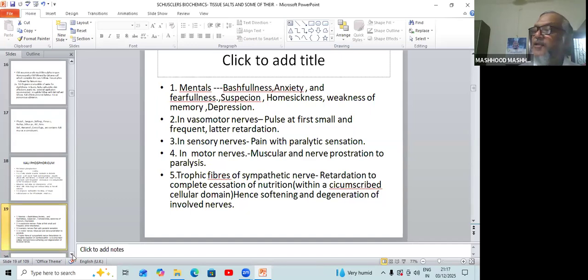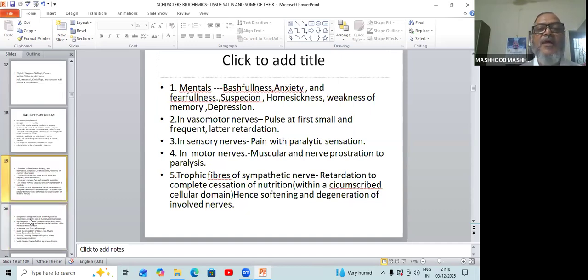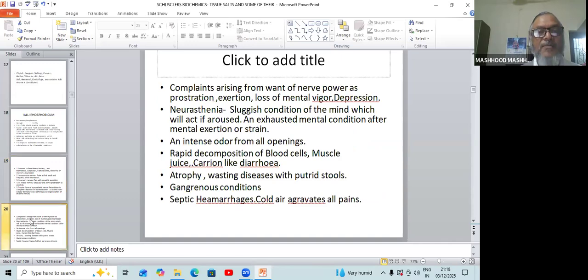So many cases are there in so many textbooks. We can give all the cases and their recovered cases. Kali phos is completely food for these neurological problems. Complaints arising from want of nerve power, such as prostration, exertion, loss of mental vigor, depression.